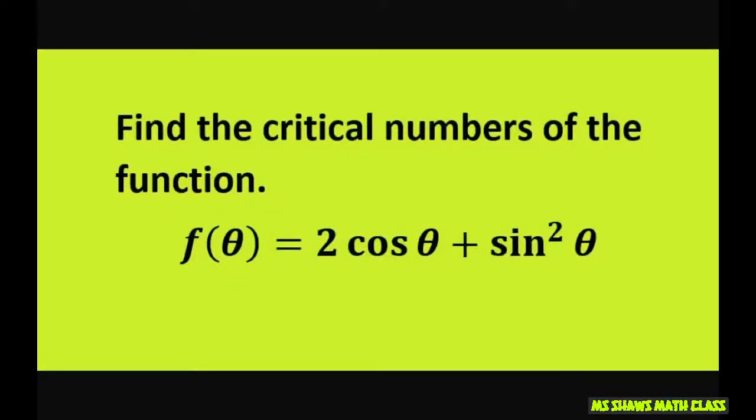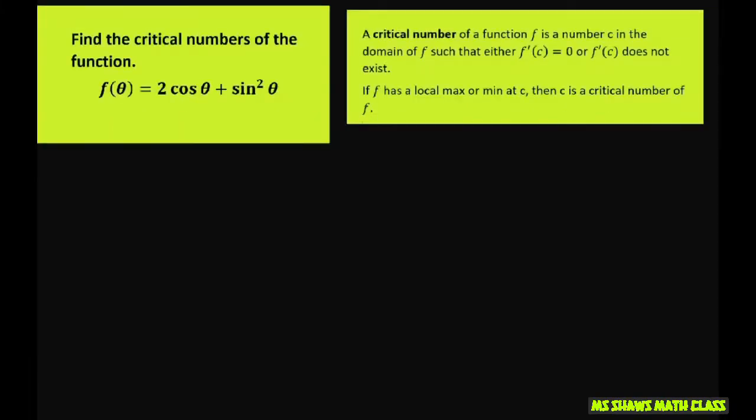Hey everyone, we're going to find the critical numbers of the function f of theta equals 2 cosine theta plus sine squared theta. All right, so we're going to find a number c in the domain such that f prime of c equals 0 or f prime of c does not exist. This part's not going to happen with this, so we just have to worry about the first part.